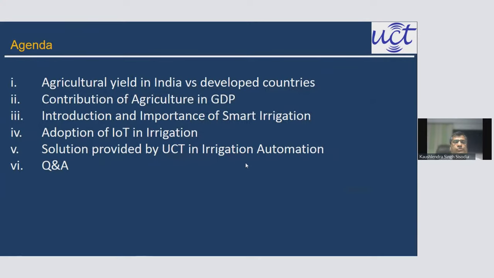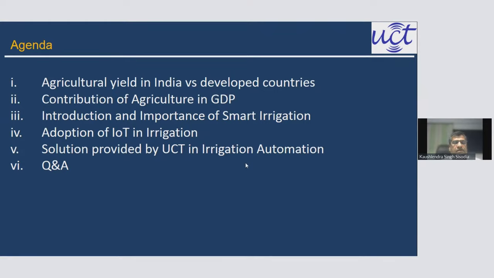Today's agenda is we will start with agriculture yield in India versus developed countries. So the people who are not from India can also relate to their own country, how their country is performing with respect to other countries, developed countries, or the neighboring countries. And what is the contribution of agriculture in GDP? We would specifically look at India, but you can also find out from your country's perspective.